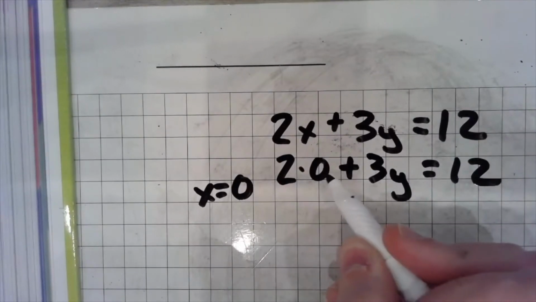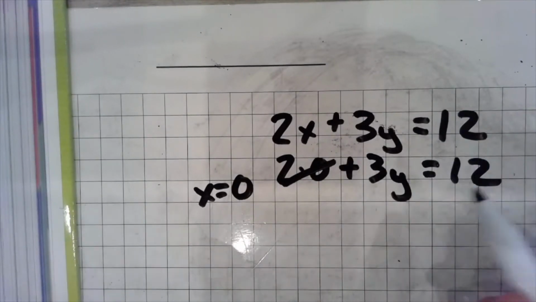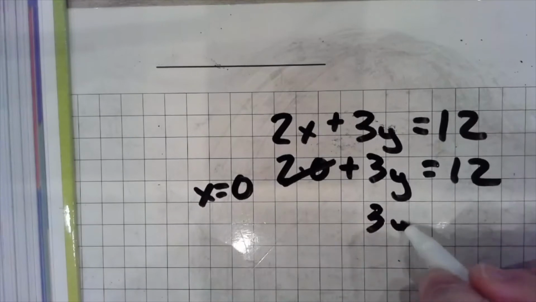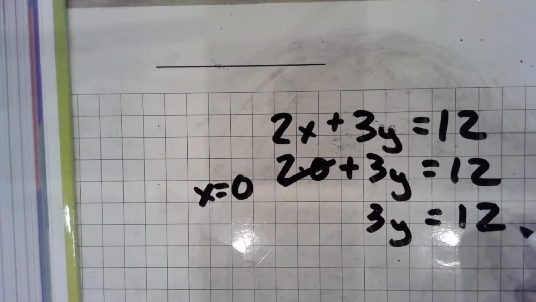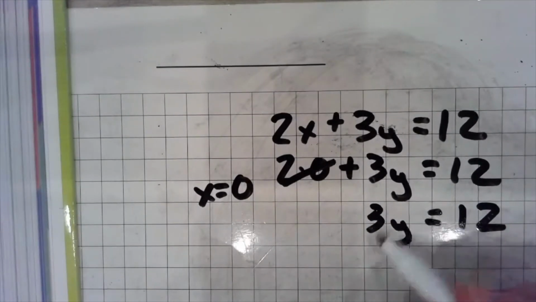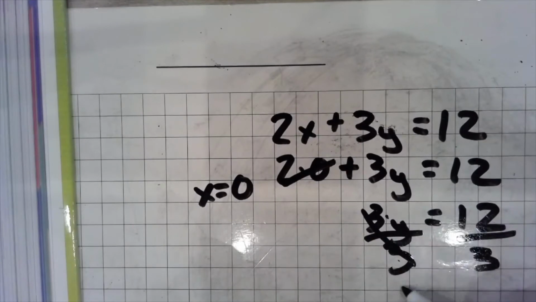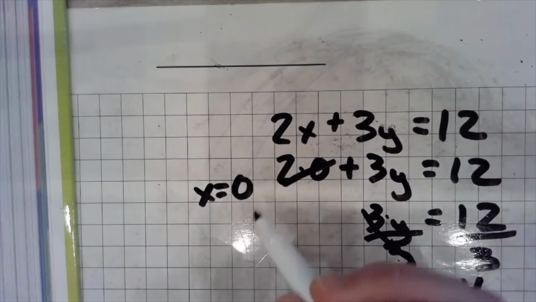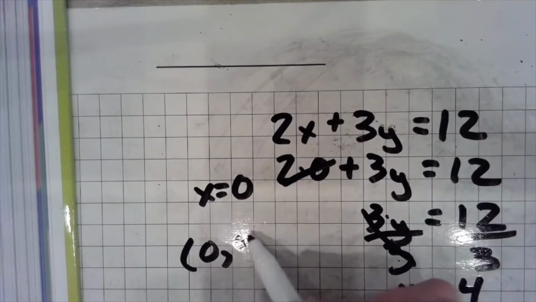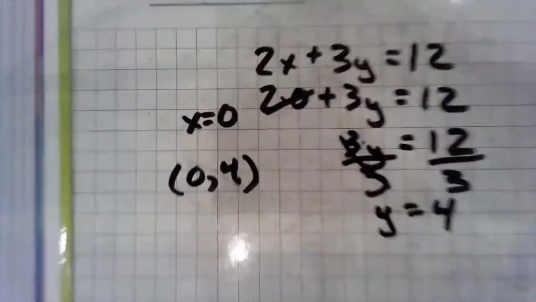Well, let's see. What is 2 times 0? Nothing. It goes away. That's why I picked it. And then we have 3y equals 12. We're looking to solve for y. So right now it's 3 times y. So the opposite of times is divide. Shabam, shabam. And y equals 4. There we go. We now have (0, 4) as one of our points for this.